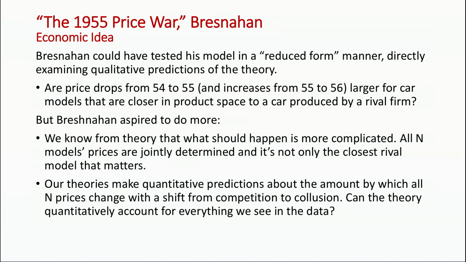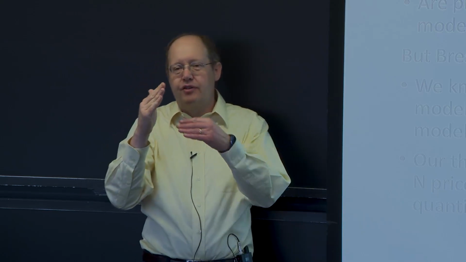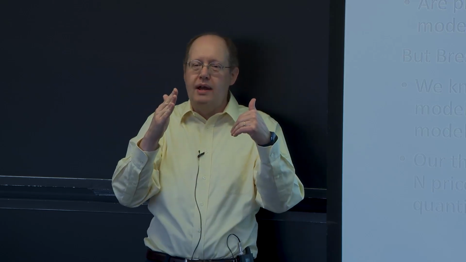But Bresnahan thought that this is really not all you could do with that theory. The one thing is that the theory is more complicated than that. If you remember the vertical competition model, every firm does have a first order condition that's pinned down to the firm above and to the firm below, and those two first order conditions are going to pin down the prices, but those things are going to involve the prices of the next lower quality model and the model below that and the model below that.